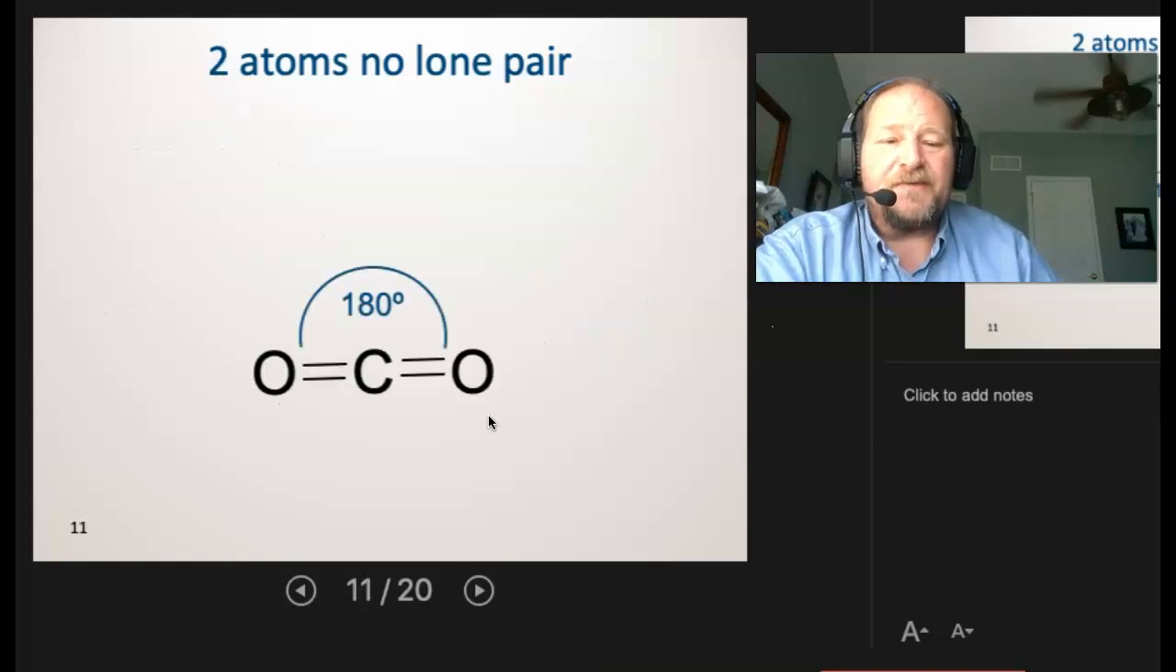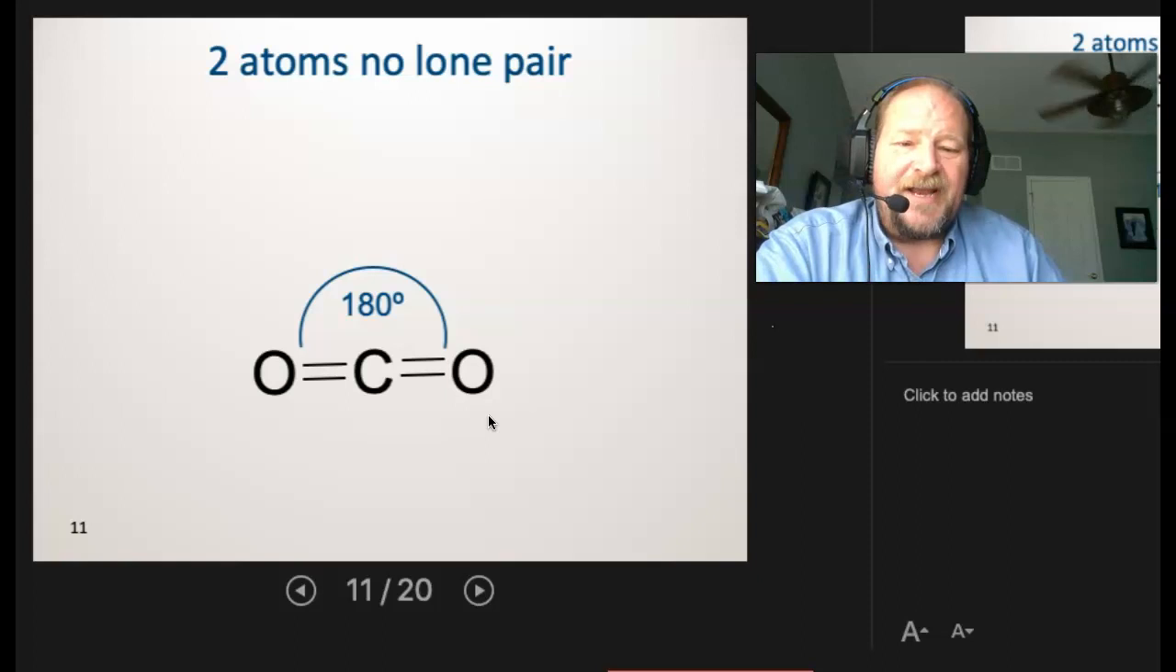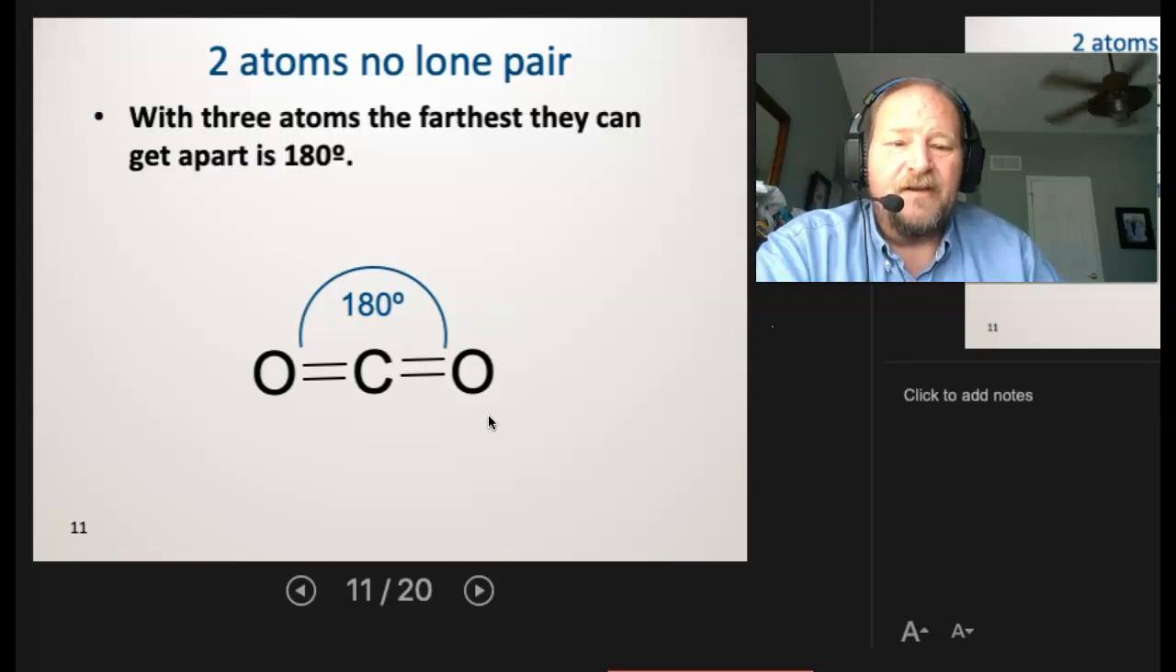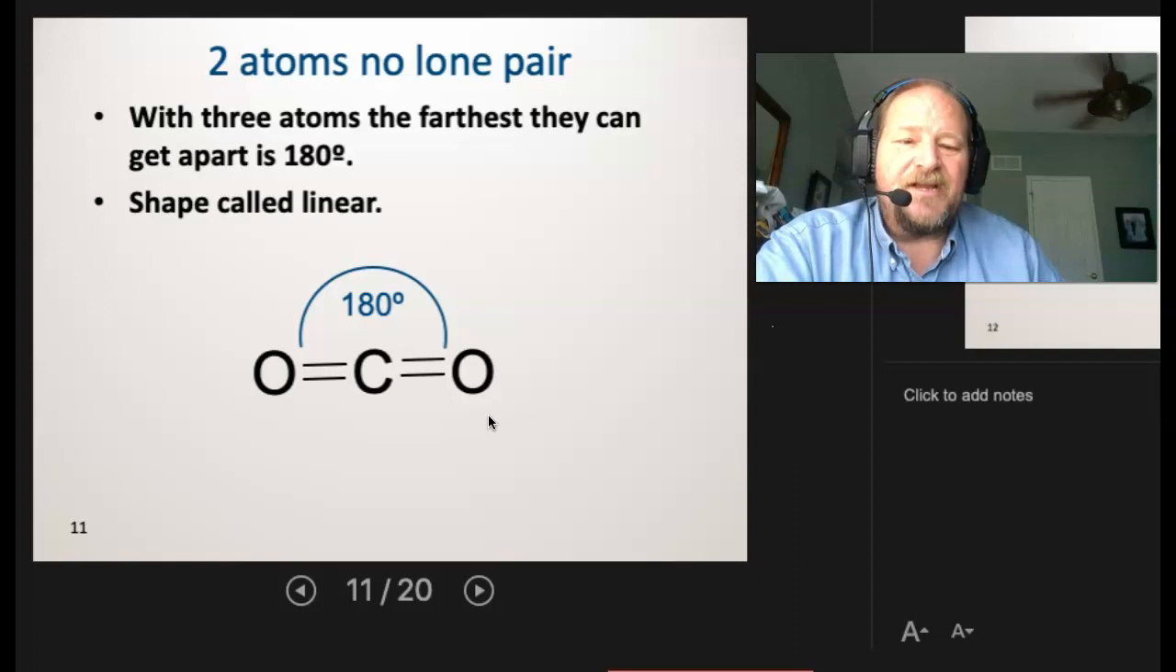We've also seen a case where we've had 2 atoms with no lone pairs in the terms of a double bond, right? We had 2 double bonds. There's my CO2. We also had HCN, which had a triple bond, and it would fit the same idea here, where you have 2 atoms with no lone pairs. The furthest they can get away then is 180 degrees, and we call that shape linear.